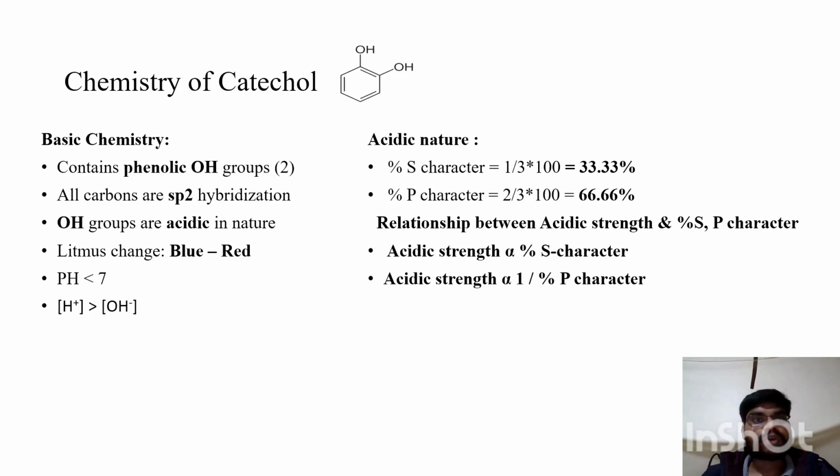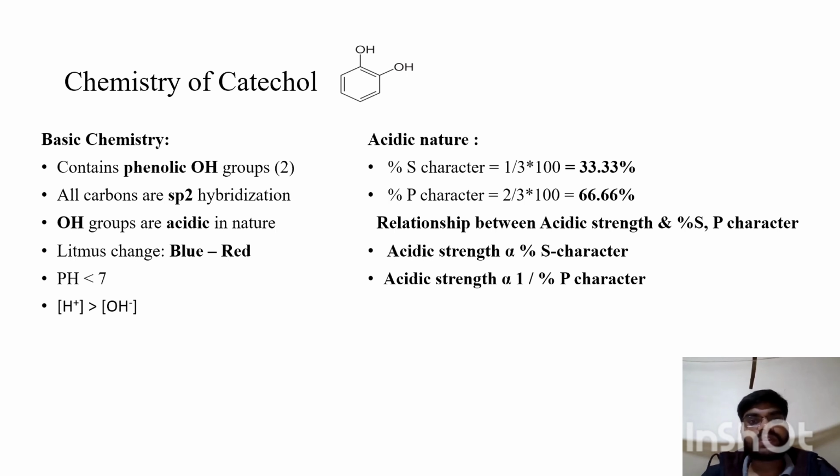Today, our topic is the chemistry of catechols. Generally, catechol means a phenyl group which is attached with two hydroxy moieties. So this nucleus is termed a catechol nucleus. Coming to the basic chemistry of this catechol ring, the catechol nucleus consists of phenolic OH groups. That means two phenolic OH groups are present in the catechol nucleus.